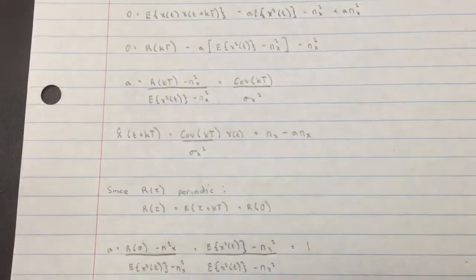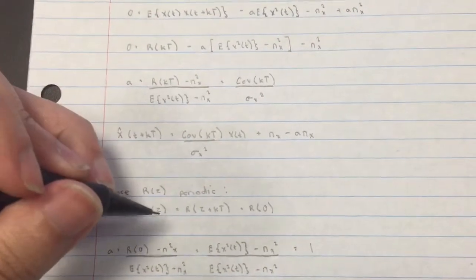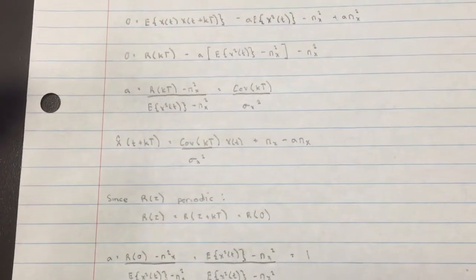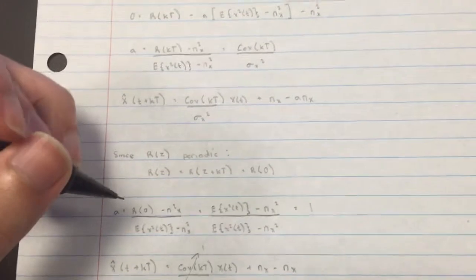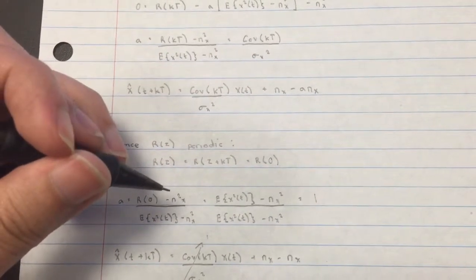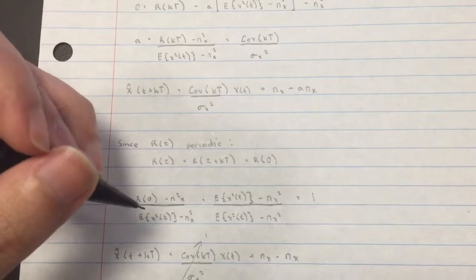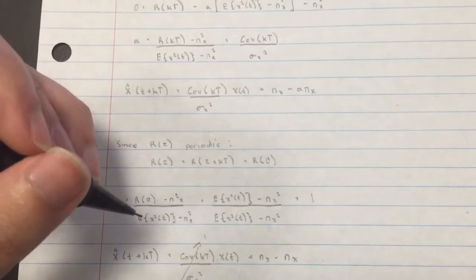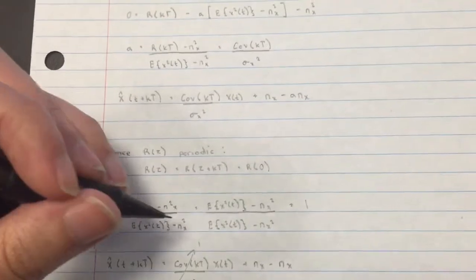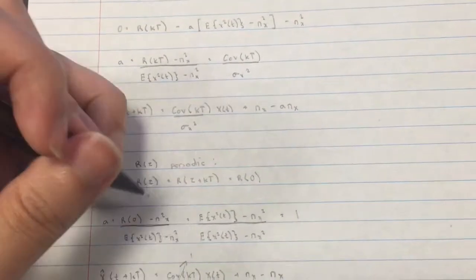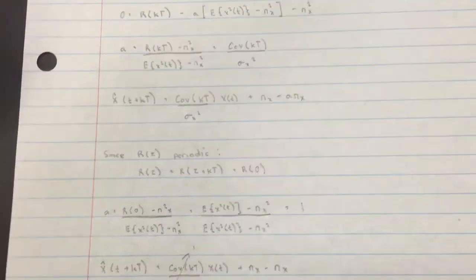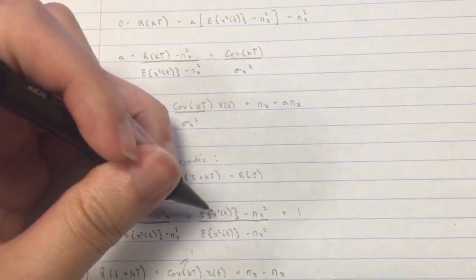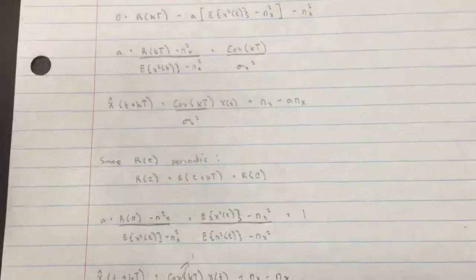And so since we know that the autocorrelation is periodic, then r of tau plus kt is equal to r of tau, and r of kt can then also be equal to r of 0. So this is all equivalent. So we can substitute r of 0 into a, and so it'll be r of 0 minus n of x squared, divided by the expected value of x of t squared minus n of x squared. And then r of 0 is simply the expected value of x squared of t, because if there's no difference, it's simply the expected value of x of t times x of t.